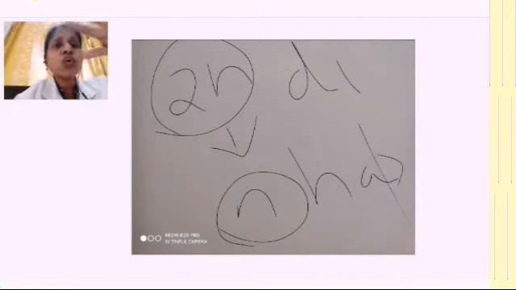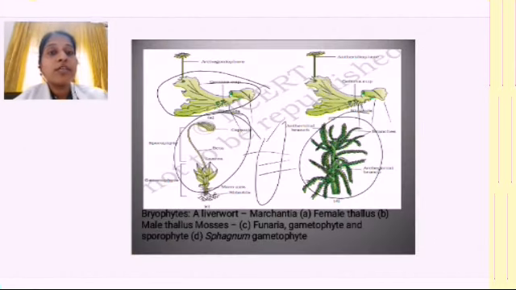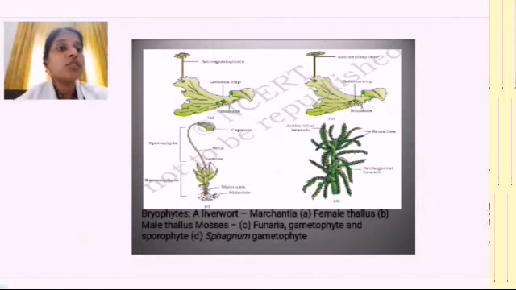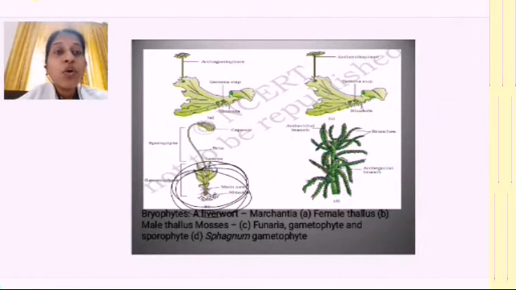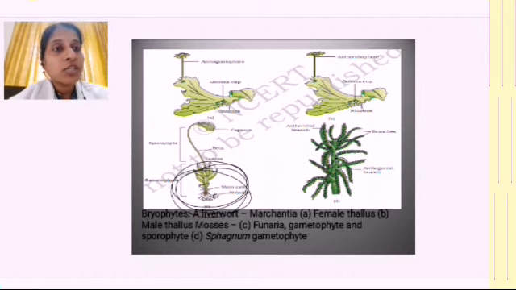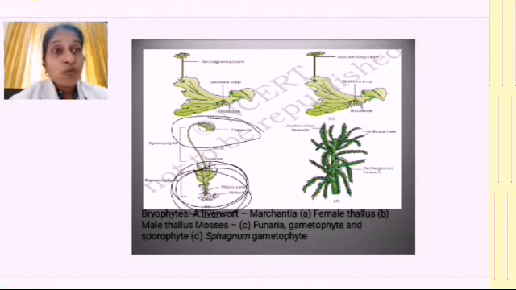So the thallus can be a male thallus or a female thallus. Clear? Listen carefully. If you look at this structure, this is a gametophyte. This leafy stage we call a gametophyte. When they produce a structure like this, it is converted into a sporophyte stage. So you can find both the gametophyte and the sporophyte in the individual plant.